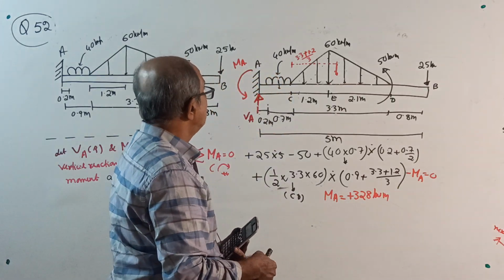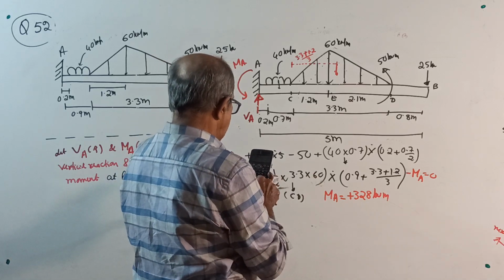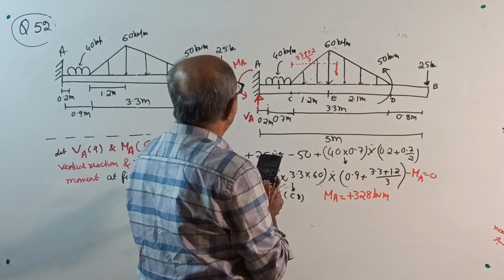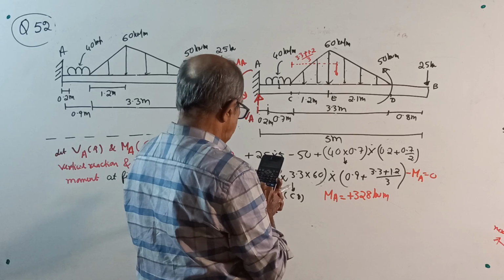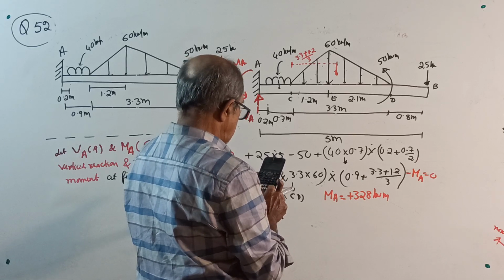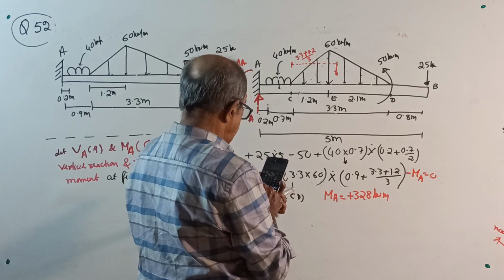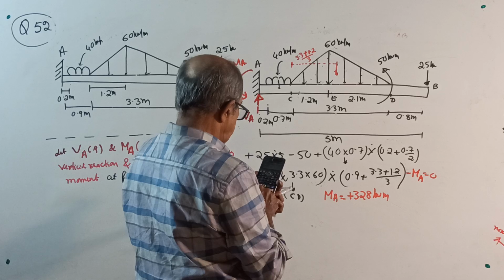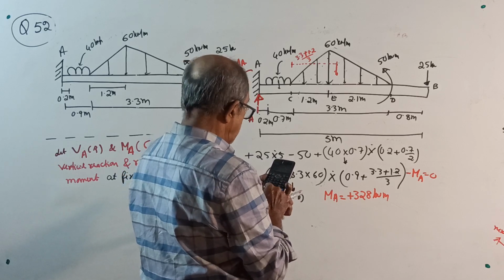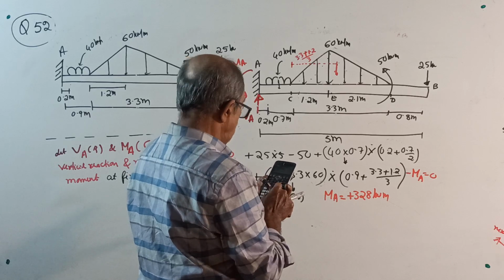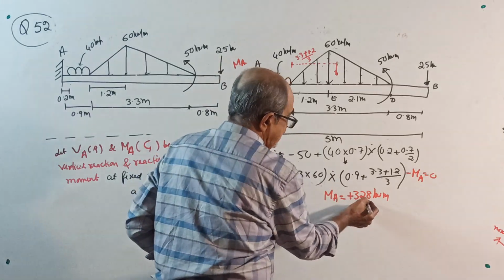I will not see the answer here, I will see there only. 40 into 0.7, I don't require writing all, into 0.2 plus 0.35 plus half into 3.3 into 60 into bracket 0.9 plus bracket 3.3 plus 1.2 close divided by 3 equal to minus 50 plus 25 into 5. 328, correct. 328 kilonewton meter.